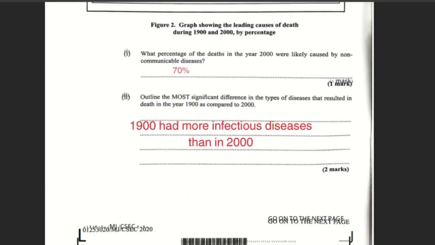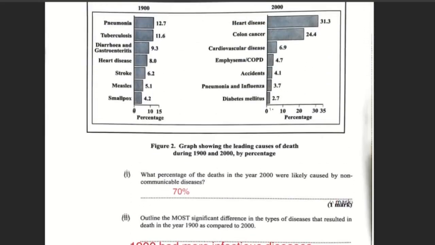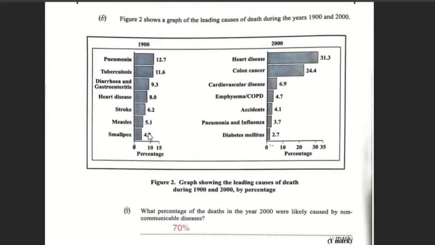Then it says outline the most significant difference in the types of diseases that resulted in death in the year 1900 as compared to 2000. So if we go back up here, we realize that in 1900, most of them are infectious diseases, right? Meaning that you can get them from people. So for example, like smallpox, that can be contagious. You go around them, you might get it. Pneumonia, you might get it. Diarrhea, these things can be transferred to somebody else, especially if you go around them. That is why we say infectious diseases.